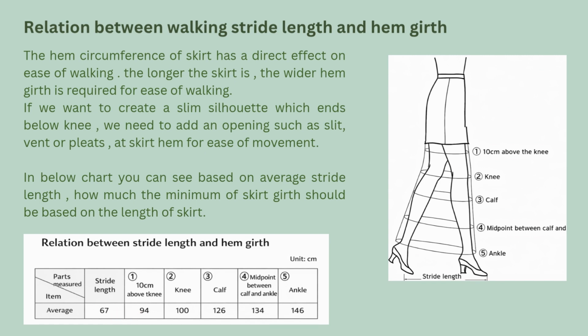And when we come to the knee level, if we have this length for our skirt, hem at least should be 100 centimeters. If we want to make it smaller, as I mentioned, we need to add a slit or pleat for ease of movement. And based on this chart, the lower you go on the length of the skirt, you need more hem circumference.